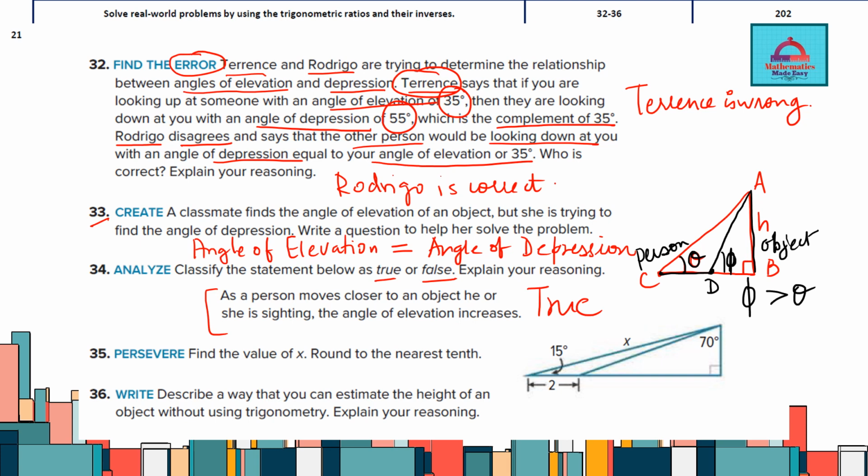And as you come closer, the object is not moving. The height of the object is same, but what is changing is the distance you have traveled. So for example, he travels x distance, and now he comes closer to the object. So therefore, the angle of elevation definitely is going to increase.